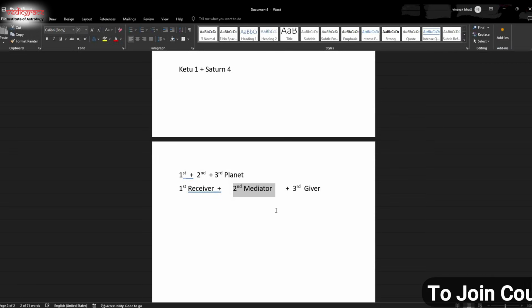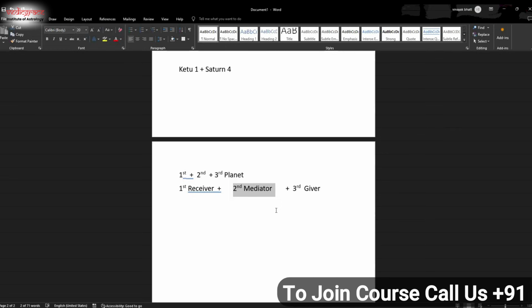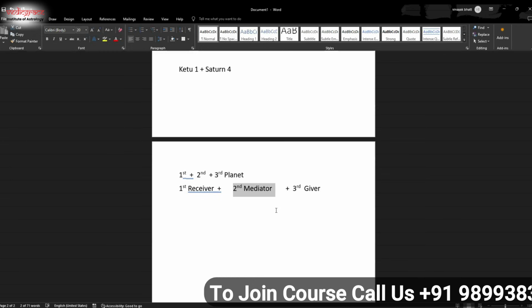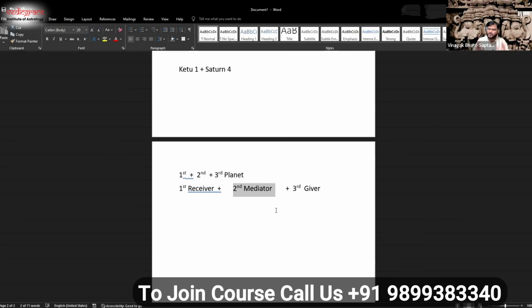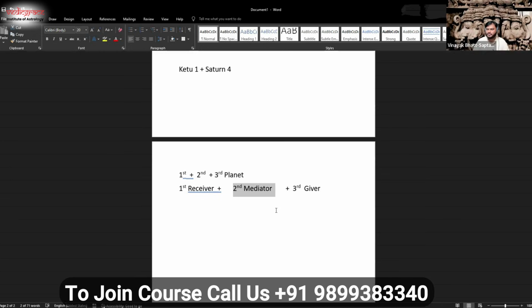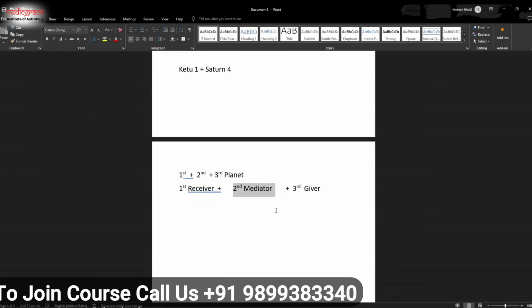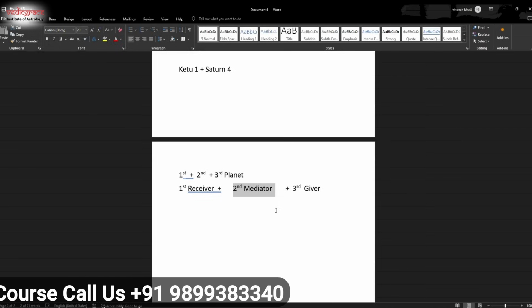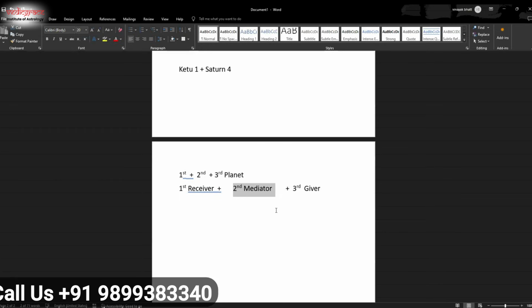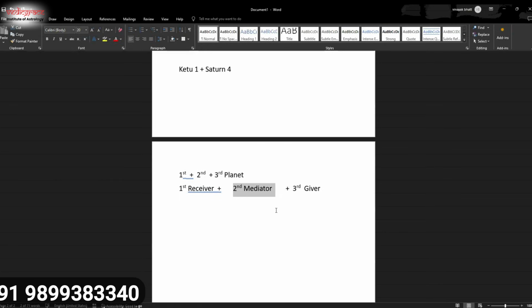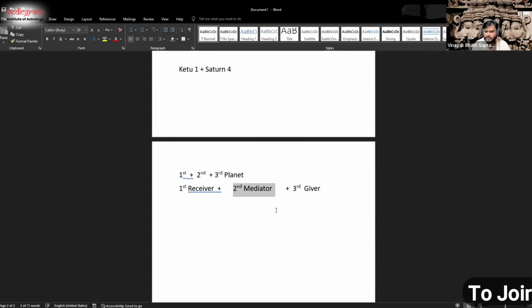So what if all three planets are in the same sign? Yeah, all are in the same sign only. We are discussing these combinations for the same sign, same house. So you said, if the sign lord or house lord is an enemy of this mediator, then it won't be able to receive or give. No, it's not like this.